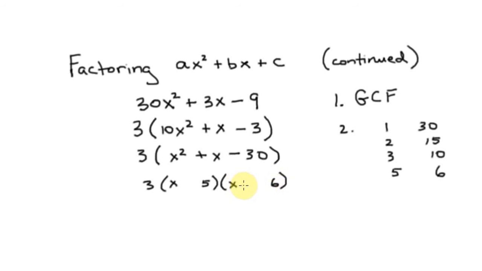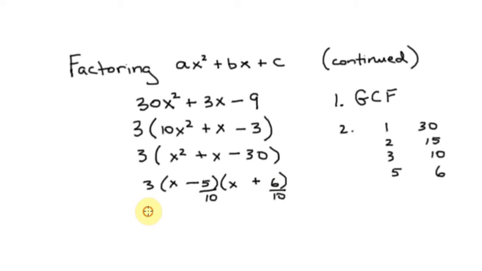Now I just got to decide on the pluses and minuses. I want them to add up to positive 1, so I'm going to make the 6 positive and the 5 negative. So they multiply together and make negative 30, and they add up to positive 1. Now really important is I don't forget I multiplied the 10 over with the 3 in the beginning, so I now have to divide by that 10.